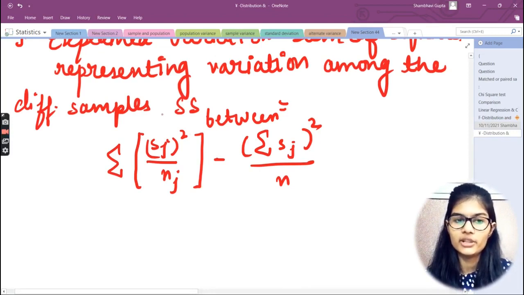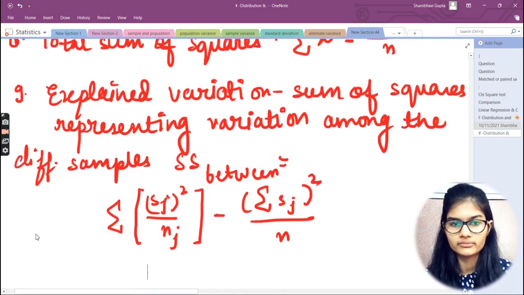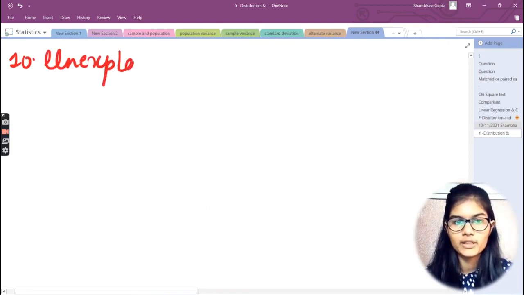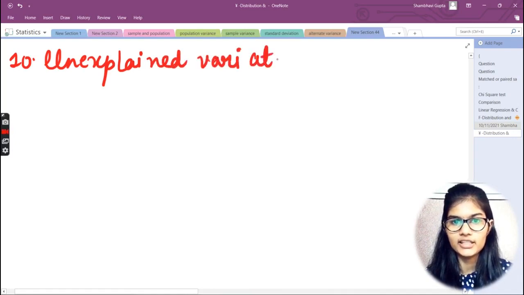Now, explained variation is already done. Now the unexplained variation. The number which I had mentioned above was number 9. Now it goes to number 10 here. That's the unexplained variation.